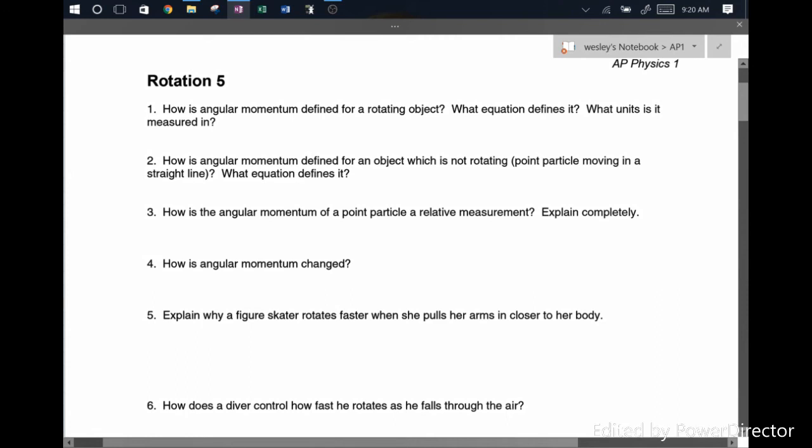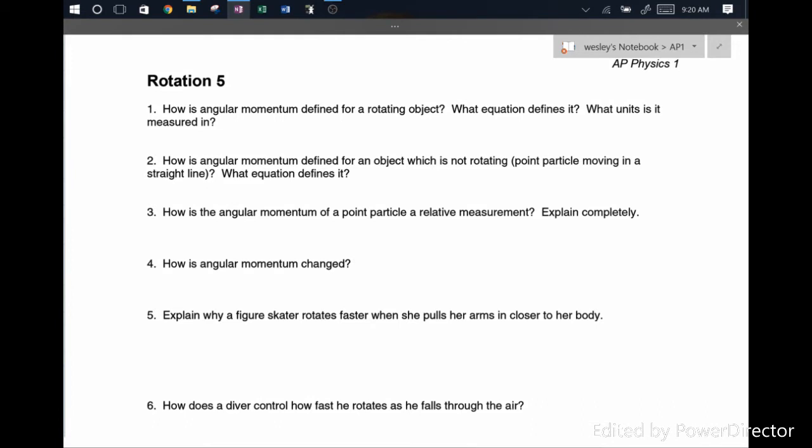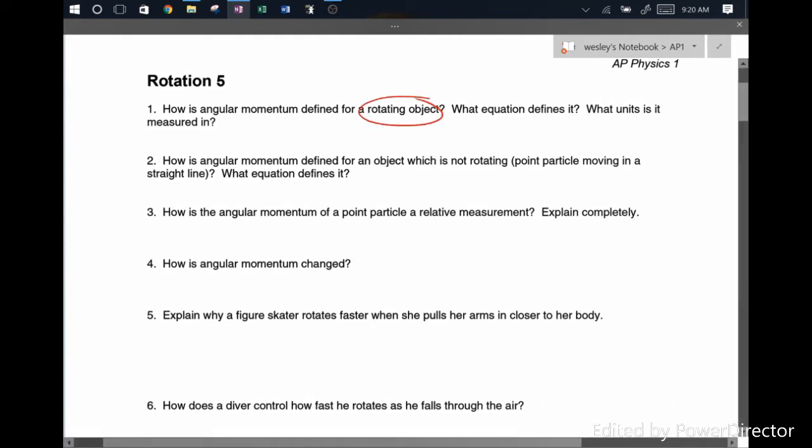All right, these are going to be the solutions to our angular momentum worksheet. So, first one, how is angular momentum defined for a rotating object? This is going to be any object that has a fixed pivot point, and it's spinning in some way. So, for that, angular momentum is I times omega.